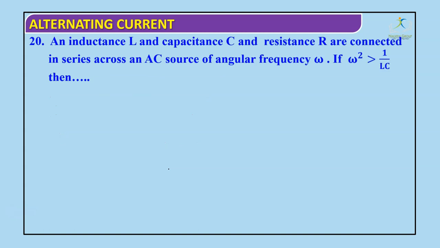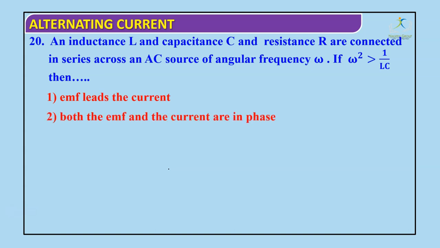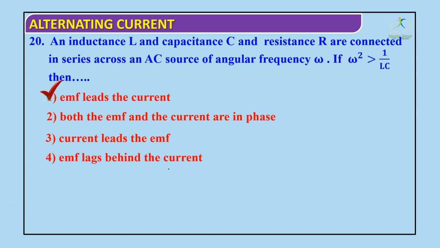Next question we have, an inductance L, capacitance C and resistance R connected in series to an AC source of angular frequency omega. If omega is greater than 1 by root LC, then: EMF leads the current, both the EMF and the current are in the same phase, current leads the EMF, EMF lags behind the current. The correct answer for this question is option 1, EMF leads the current.